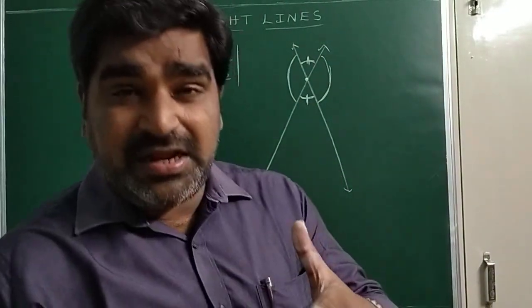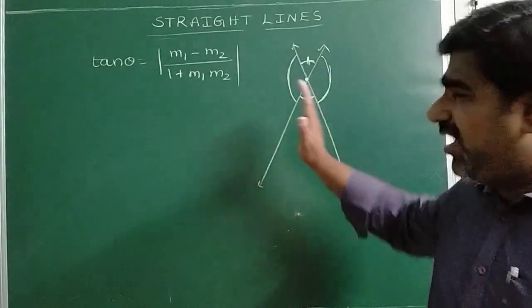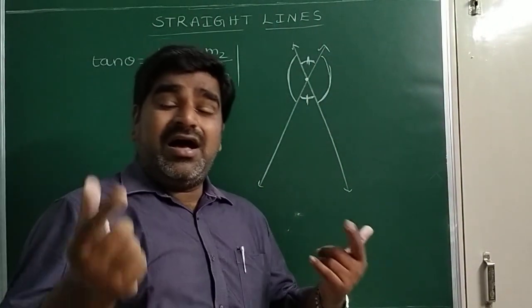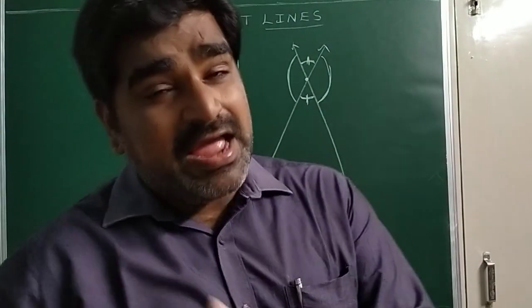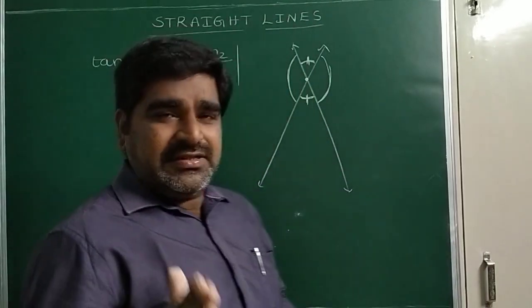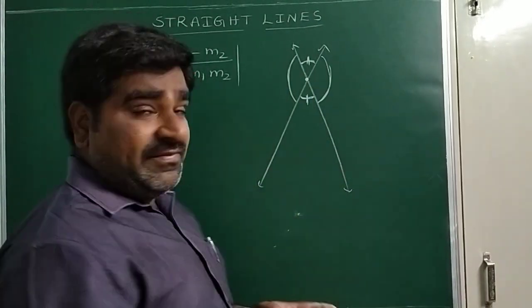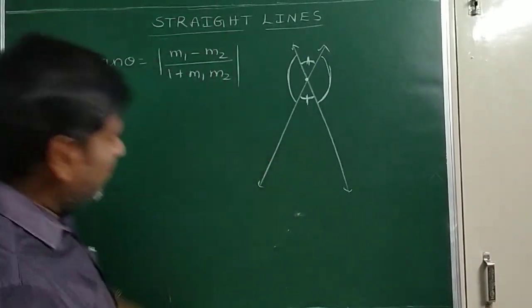If they are not perpendicular, then one angle is called the acute angle, and the other angle is called the obtuse angle. Unless it is mentioned otherwise, the angle between two straight lines means the acute angle. That is mandatory. Why do we take it like this, sir? There is no reason.